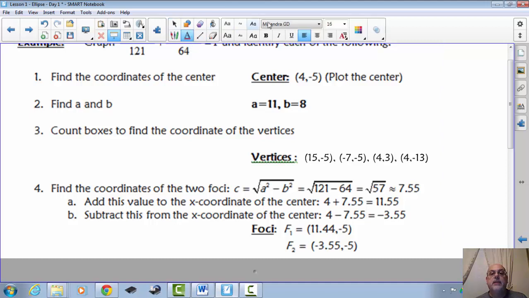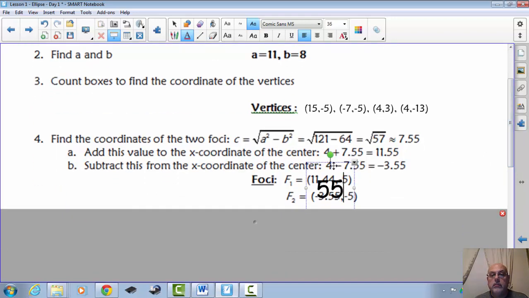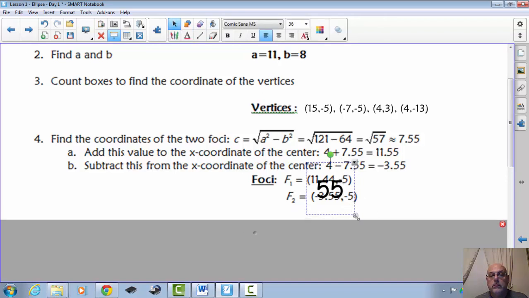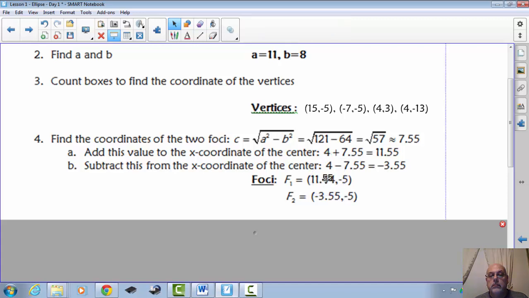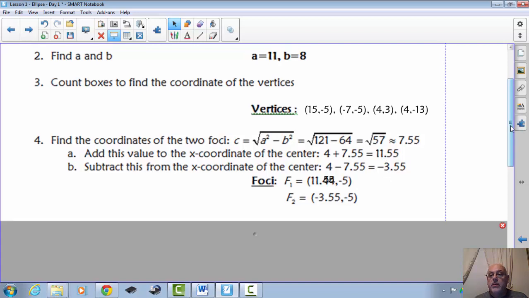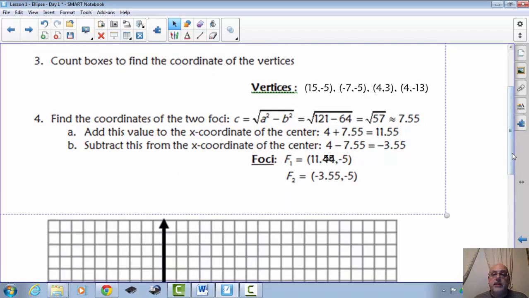Let me see if I can fix this. Oh, that didn't really fix it. That doesn't look very good. Anyway, it's (11.5, -5) and (-3.5, -5). So what we have now is enough points to be able to graph this ellipse.